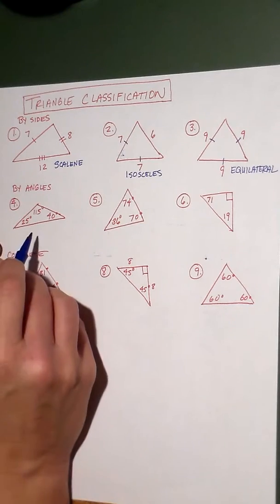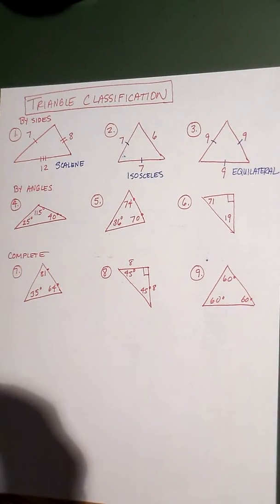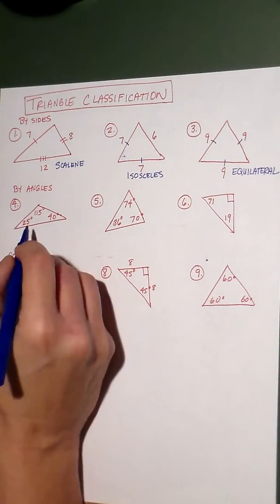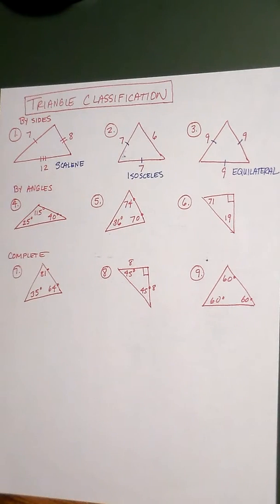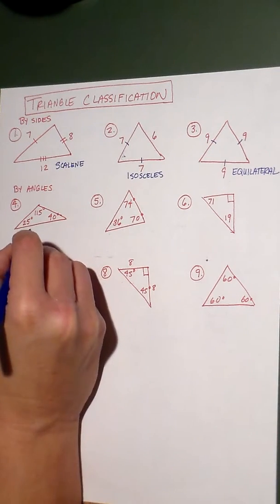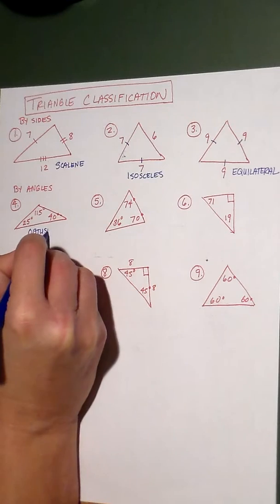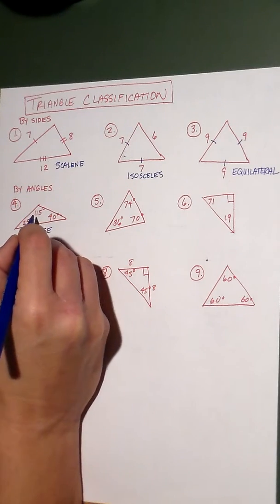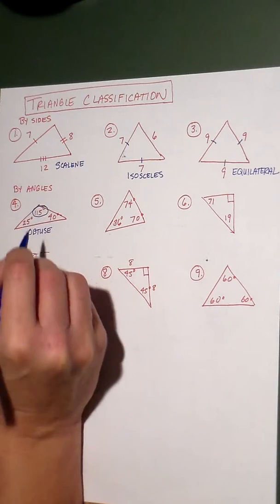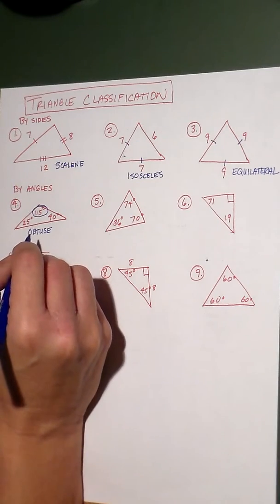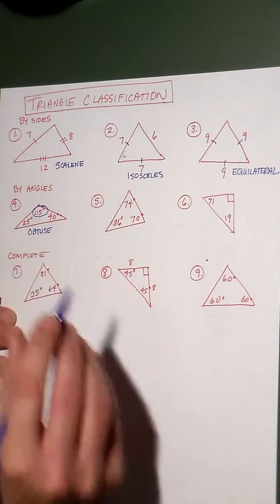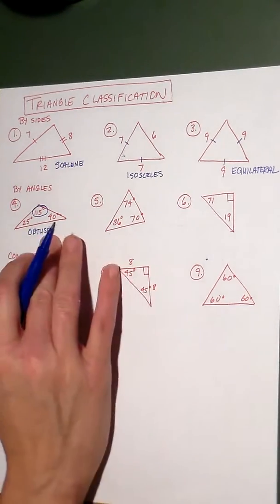When we classify by angles, we look at the type of angles that we have. And this one's called obtuse because it has one angle that's larger than 90 degrees. This angle right here, sorry, I have kids disrupting me. Oh, what a joy. So anyway, that's obtuse.